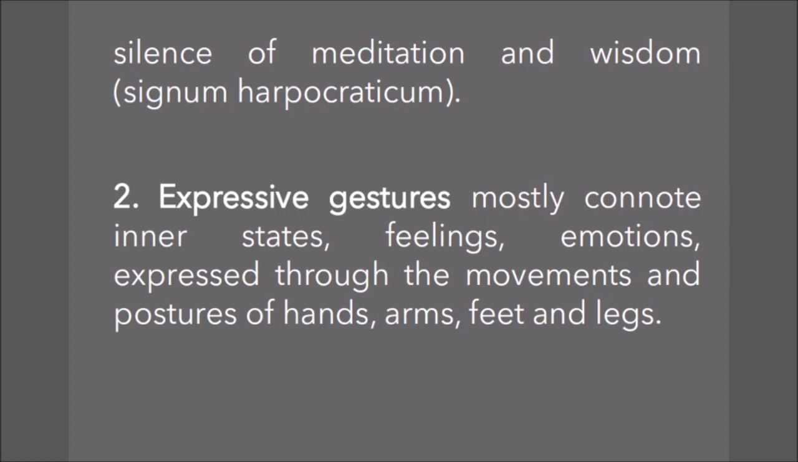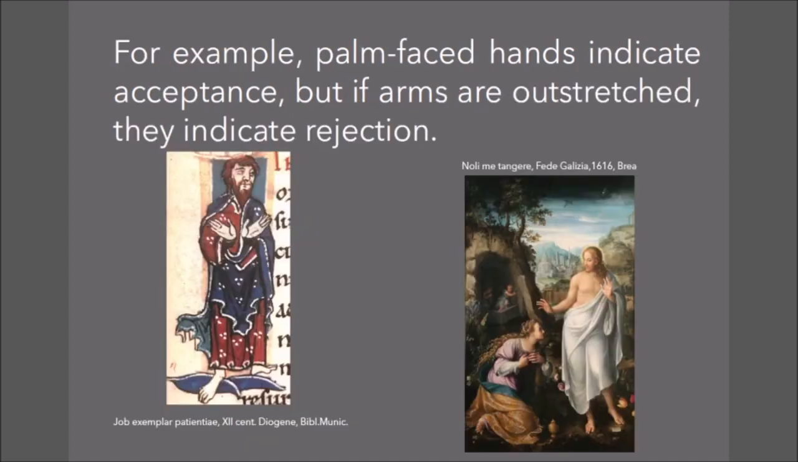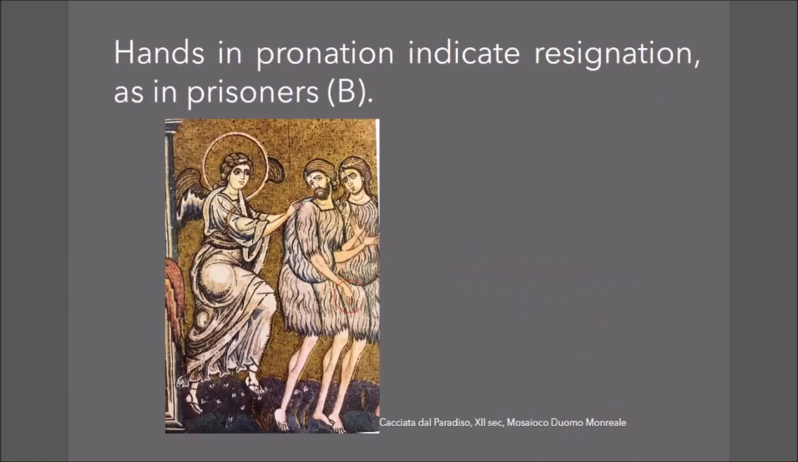2. Expressive gestures mostly connote inner states, feelings, emotions, expressed through the movements and postures of hands, arms, feet, and legs. For example, palm-faced hands indicate acceptance, but if arms are outstretched, they indicate rejection. Hands in pronation indicate resignation, as in prisoners.